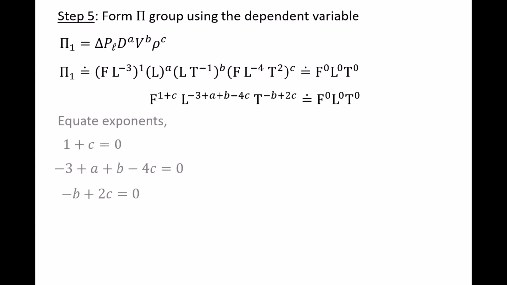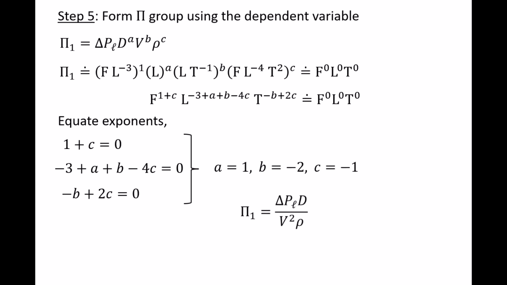So we equate the exponents and develop 3 equations, which are 1 plus c equals 0, negative 3 plus a plus b minus 4c equals 0, and negative b plus 2c equals 0. We have 3 equations and 3 unknowns. Solving for a, b, and c results in a equals 1, b equals negative 2, c equals negative 1. We plug in the values of a, b, and c into the original equation for pi1 and obtain pi1 equals delta PL d over v squared rho.